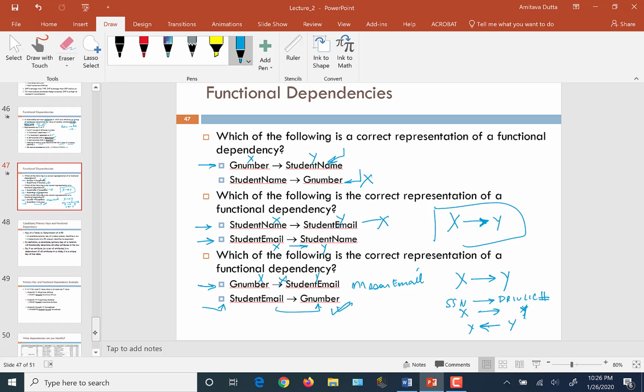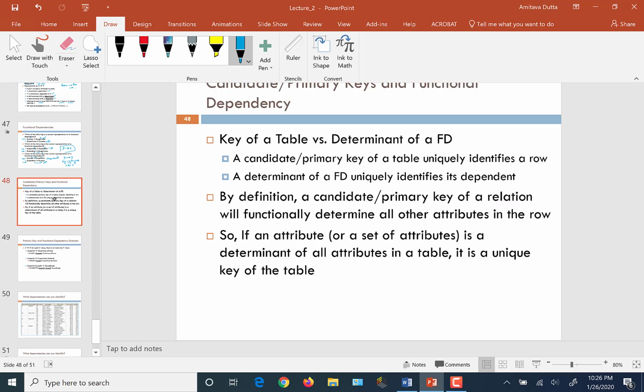Okay, so now for some definitions. From your study of the relational data model, you know what a primary key means, you know what a candidate key means. Right now, since we have introduced the concept of functional dependency, which is written like this, I also define for you that the left side of a functional dependency is called the determinant, and the right side is called the dependent.